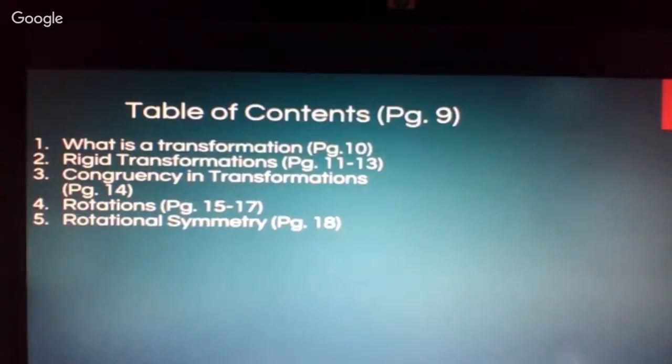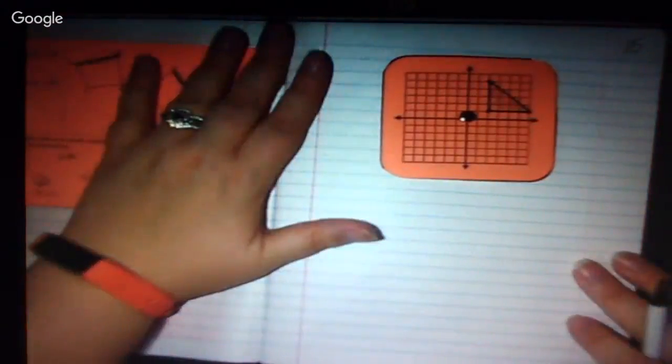Did everybody get the new titles added to their title pages? Yes. Alrighty. All right, so we're starting on page 15.